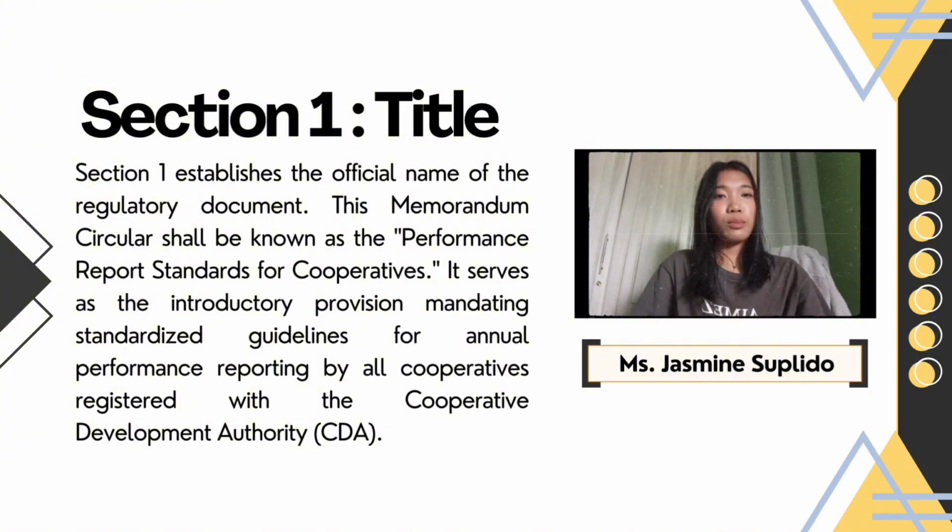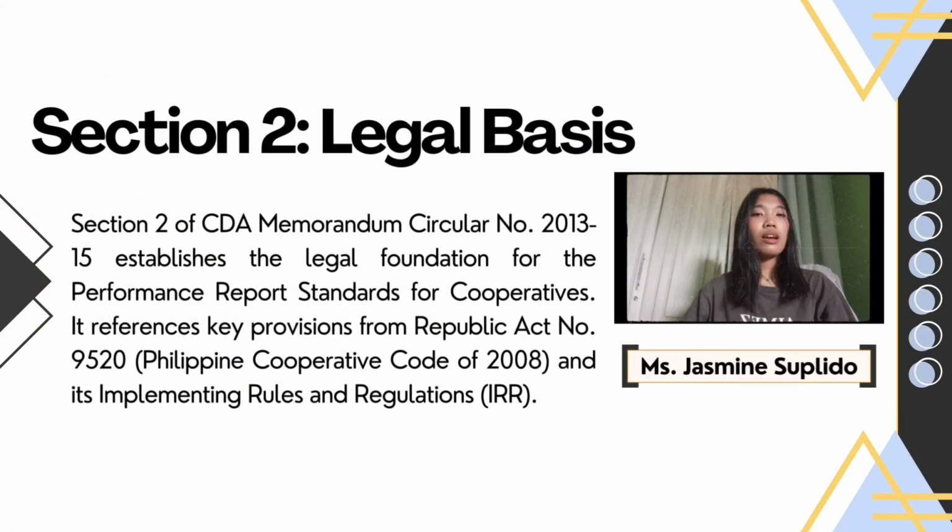This section is important because it introduces the document and clearly identifies its purpose to provide standardized guidelines for annual performance reporting. These guidelines apply to all cooperatives registered with the Cooperative Development Authority or CDA, ensuring uniformity and consistency in reporting across cooperatives. Next is Section 2, the legal basis.